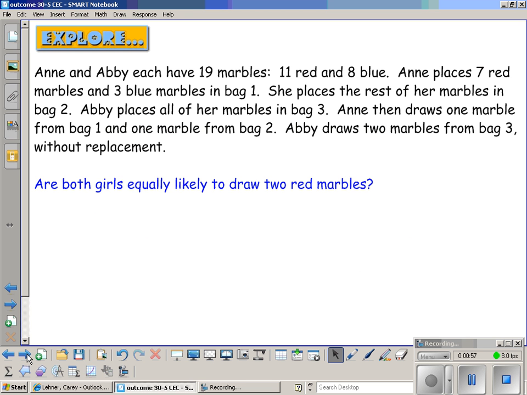So let's think about this. Anne and Abby each have 19 marbles, 11 red and 8 blue. So they each have 19. Anne places 7 red marbles and 3 blue marbles in bag 1. She places the rest of her marbles in bag 2. Abby places all of her marbles in bag 3.